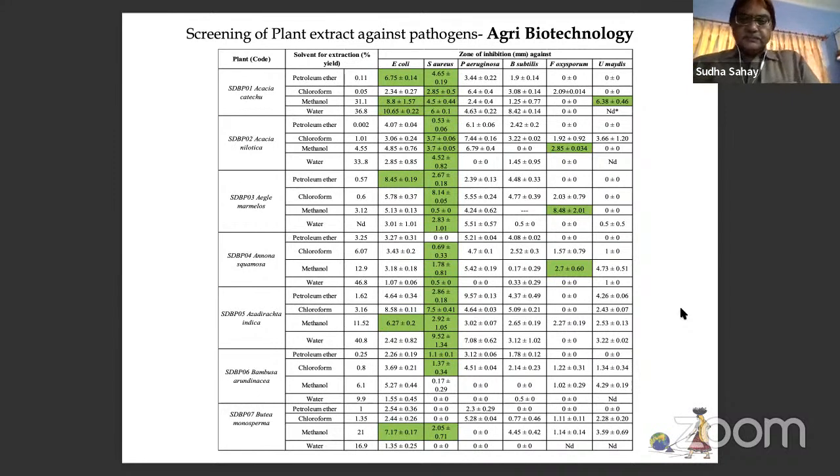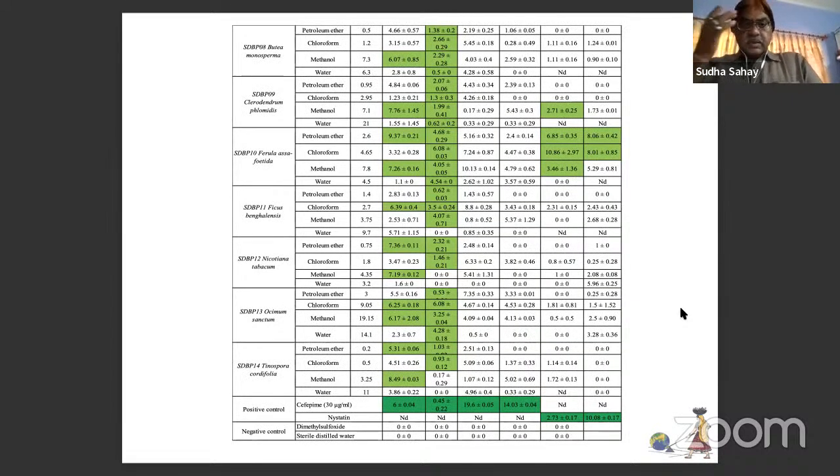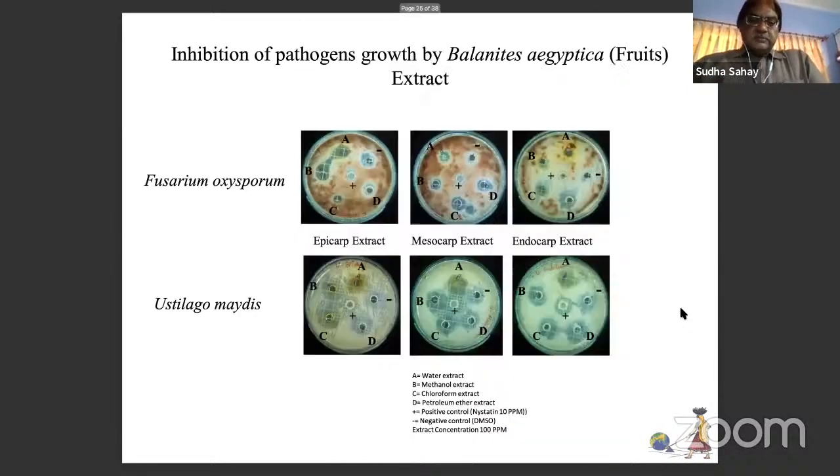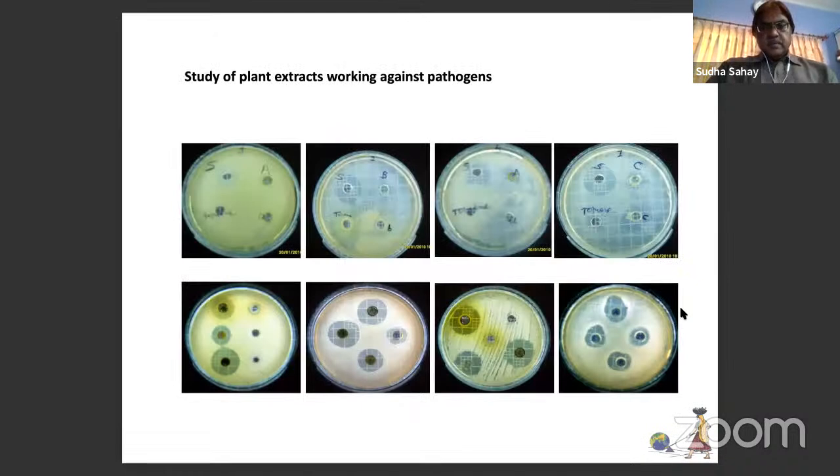Next, again the same in different plants. The purpose why I am showing you these slides we will discuss in the next slides. Next. These are the plates showing the control of Fusarium and Aspergillus by Balanites. Next, yeah, again the same thing, to visualize how it looks.